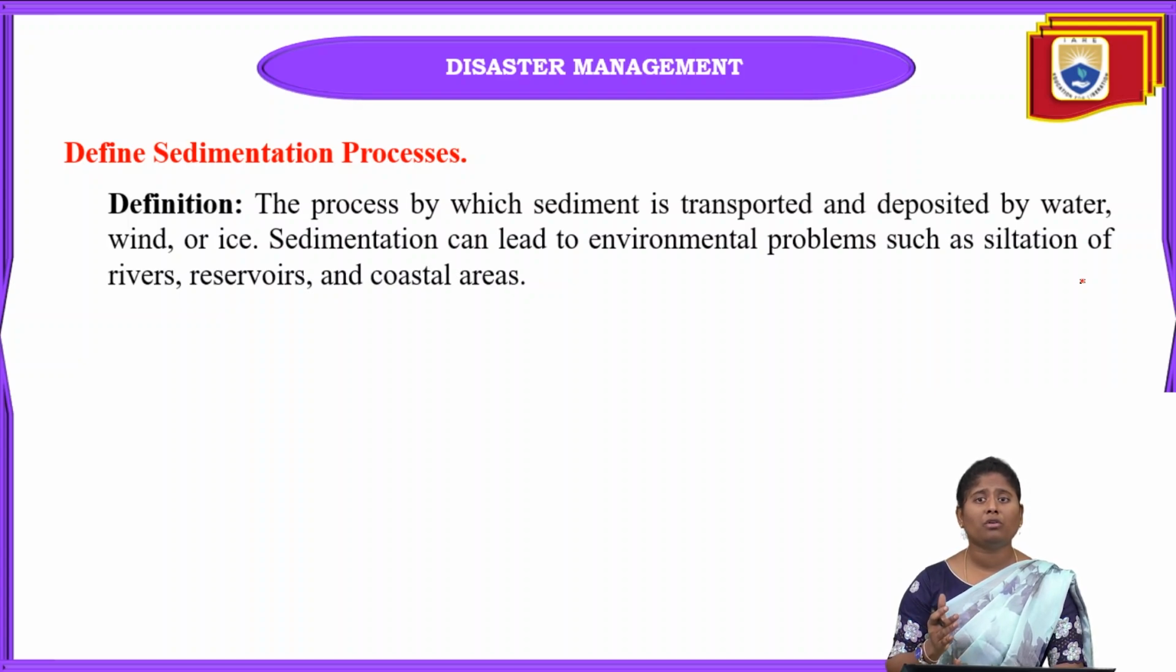This sedimentation can also lead to environmental problems such as siltation of rivers, reservoirs, and coastal areas. When sedimentation occurs, it can wipe out the vegetation. The sediments can get stopped at some place, and the waste or vegetation standing at some point will be a big problem for the environment because of the siltation of rivers, reservoirs, or other water bodies.